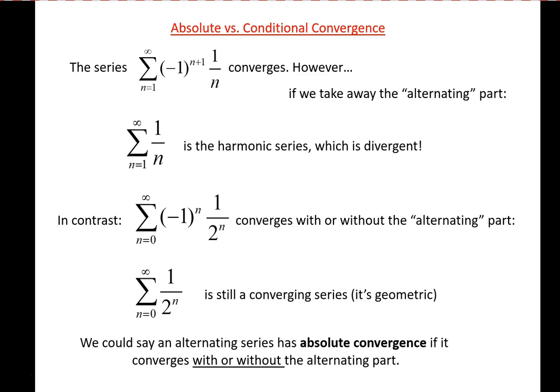Because if I take away the alternating part, it still converges. If the series only converges when it's alternating, then we say it's conditionally convergent. In other words, it converges on the condition that it alternates.